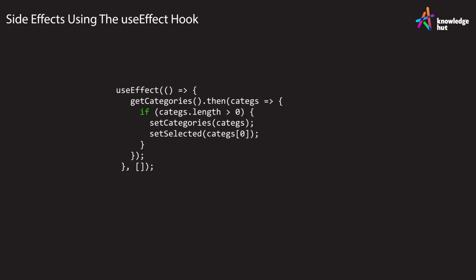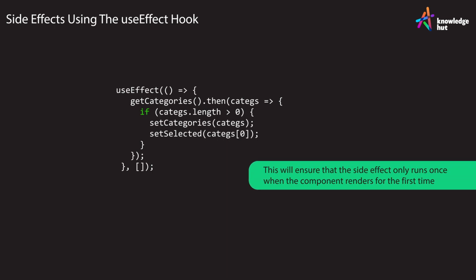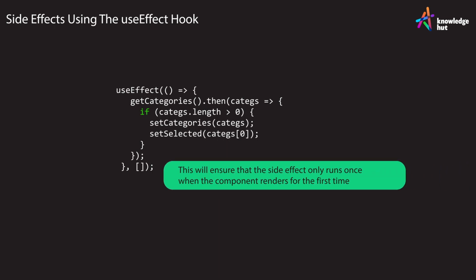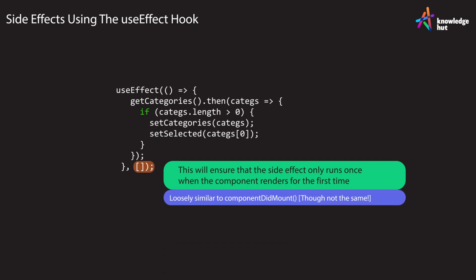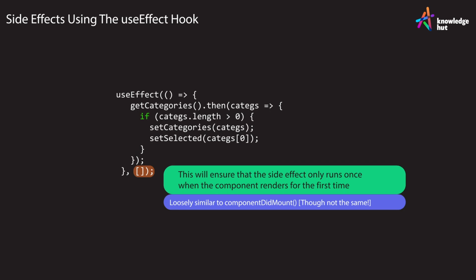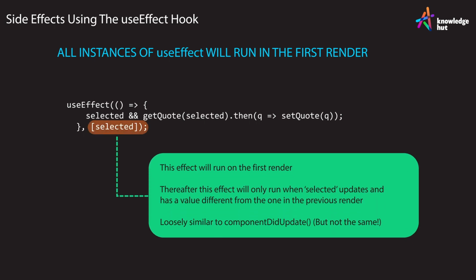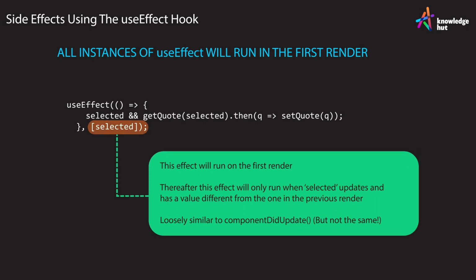However, this one, as implemented in our example, will run only once when the component mounts and renders for the first time. This is because we are passing an empty array as a dependency. We are telling React to run the side effect defined here when the contents of this empty array update. Since that will never happen, this specific instance will run only once, making it work somewhat like the componentDidMount lifecycle function.